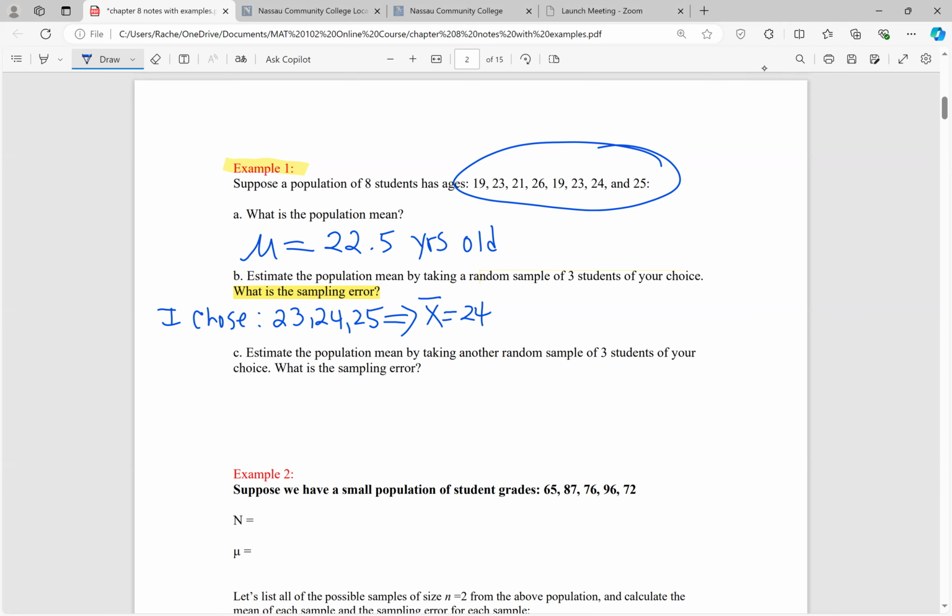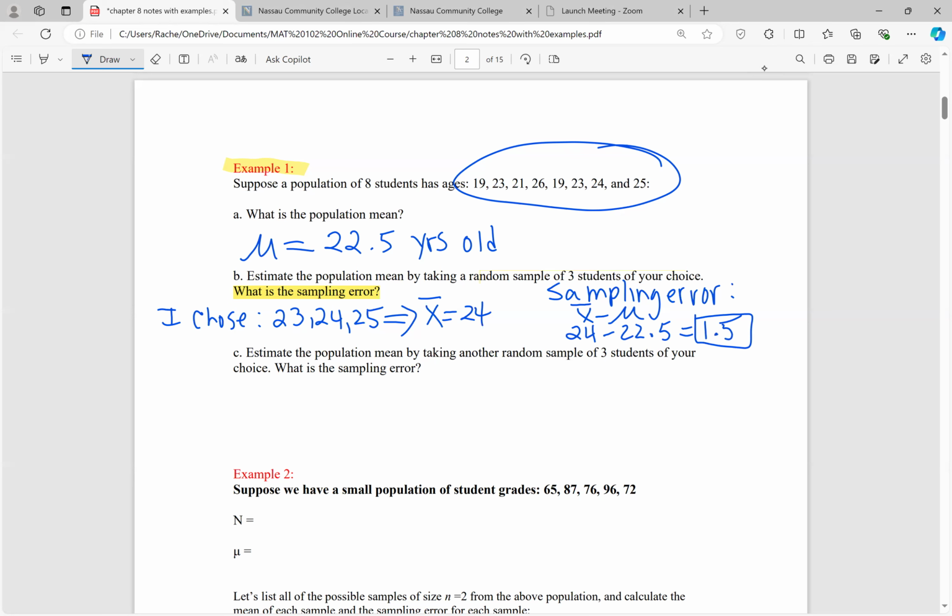Now, what's the sampling error? Remember, the sampling error is the difference between your sample mean and the population mean, X bar minus mu. My X bar is 24. If I subtract the population mean of 22.5, I get a sampling error of 1.5. So that's the difference between my estimate and the true population mean. I was off by 1.5 years. That's my sampling error. And you should have done the same.